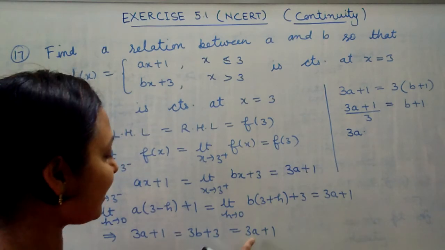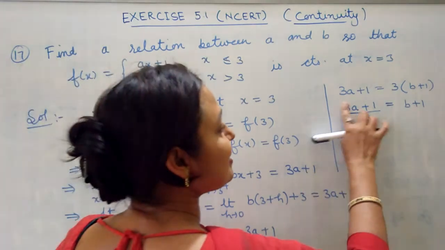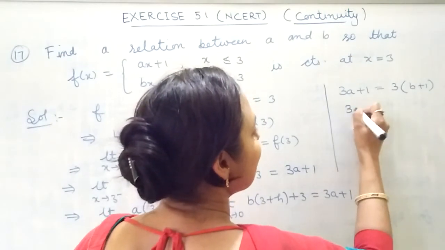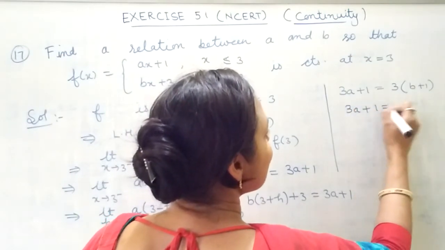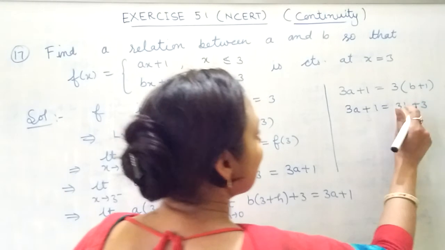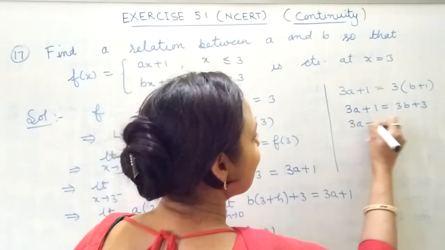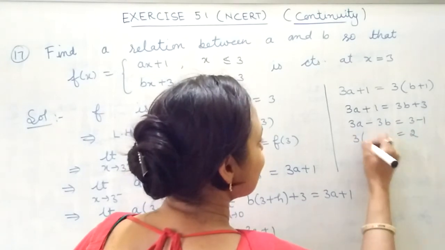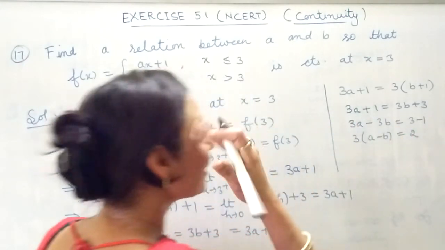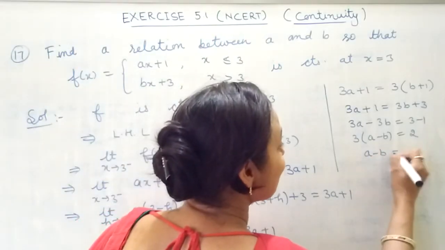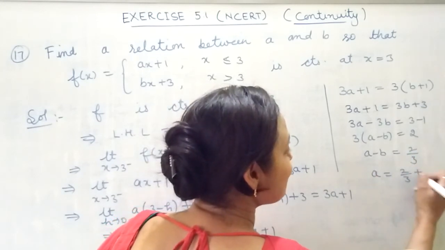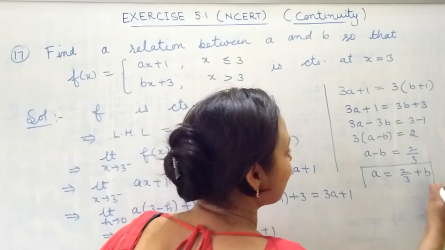Either you can take a and b together. If you want to take the values together like this, 3a plus 1 equals 3b plus 3, it will be 3a minus 3b equals 3 minus 1, that is 2. Take 3 as a common factor: a minus b equals 2 by 3, or you can write it as a equals 2 by 3 plus b. This is the relationship between a and b.